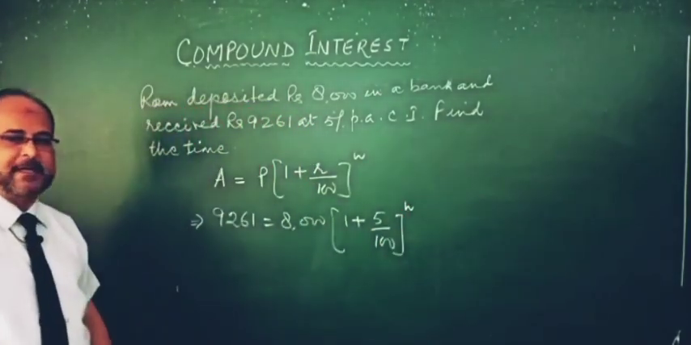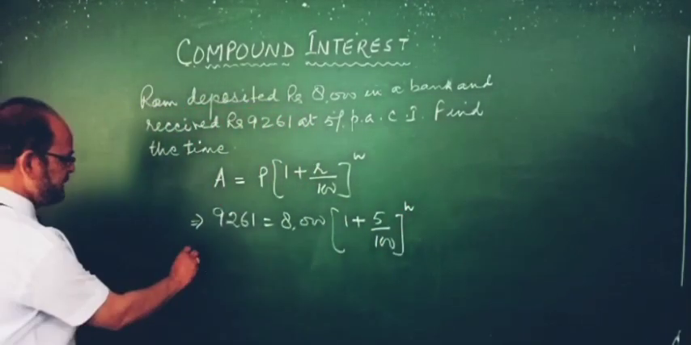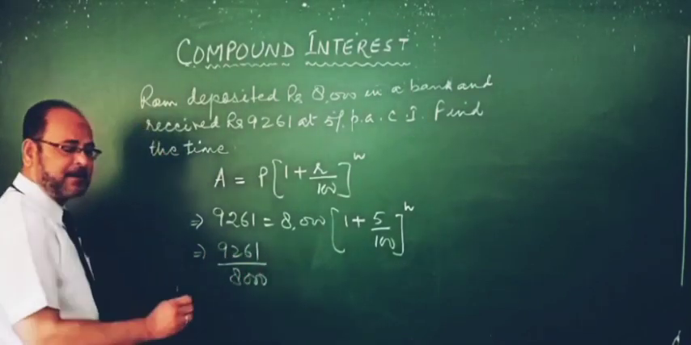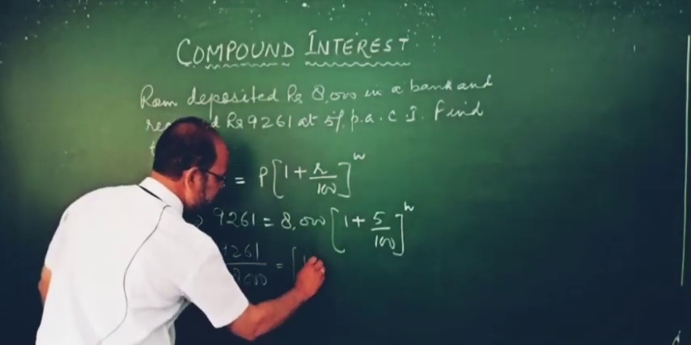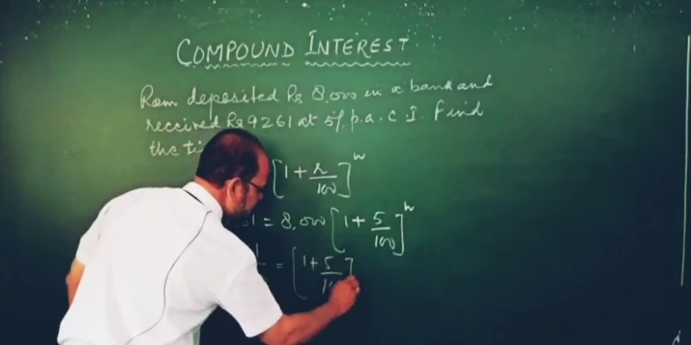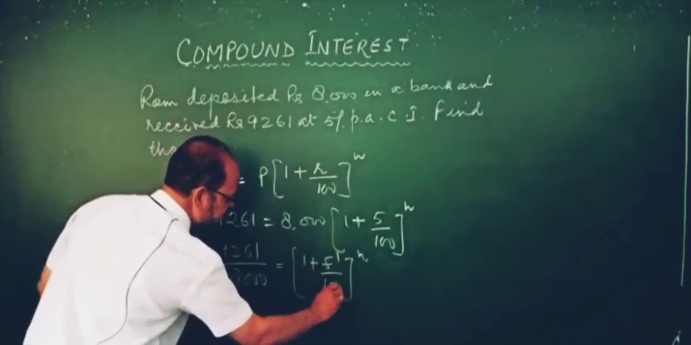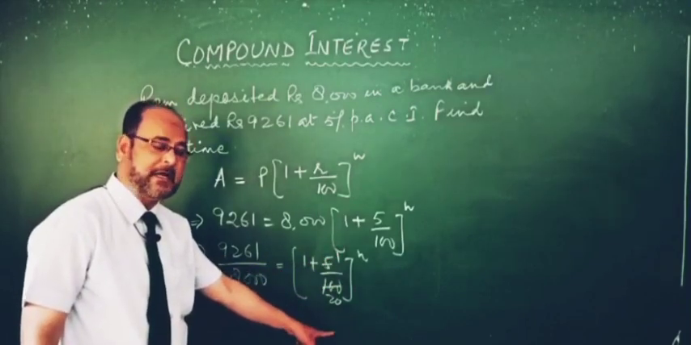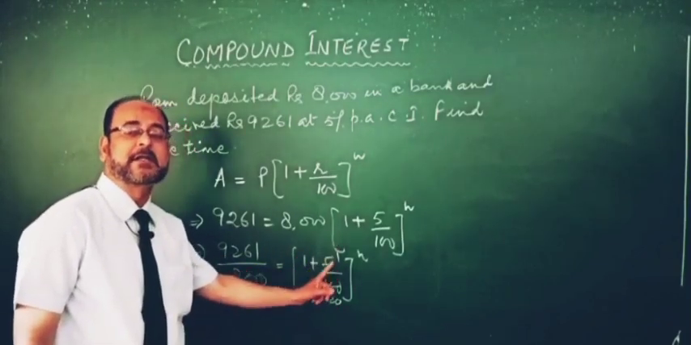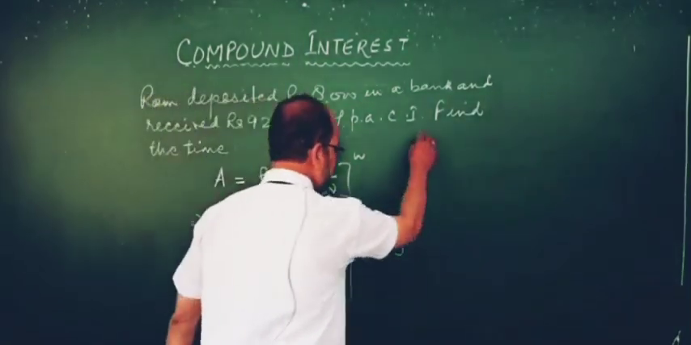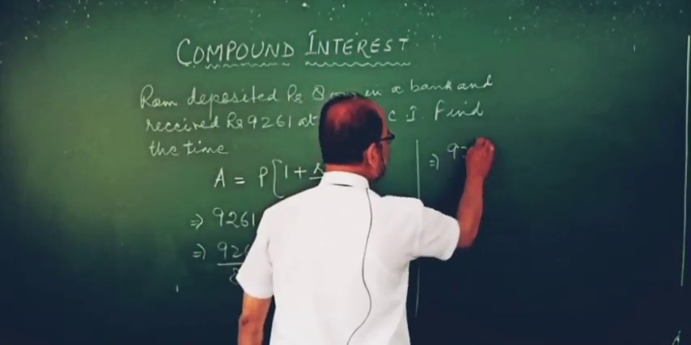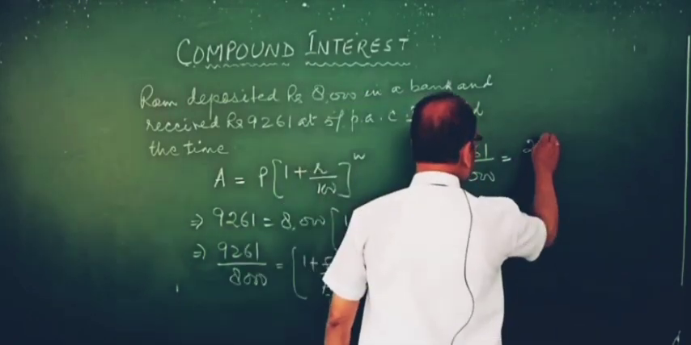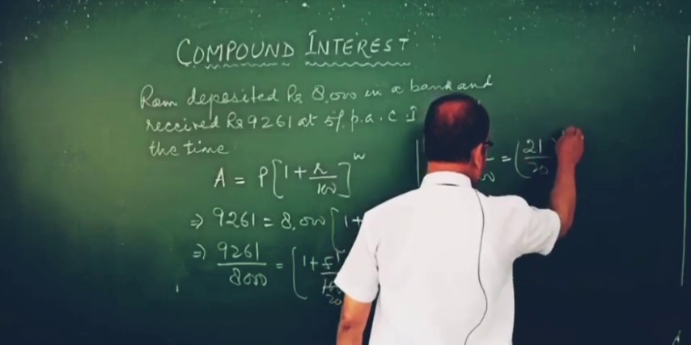Our job is to find time, so we will write n as it is. This 8,000 will come down here and will be divided, equals to what is left here, 1 plus 5 upon 100 to the power n. We can reduce it, 5 ones are 5, 5 twenties are 100. So what is left here? 1 plus 1 upon 20. And this will be 20 times 1 is 20 plus 1. That will be 21 upon 20. So it will be 9261 upon 8,000 equals to 21 upon 20 to the power n.